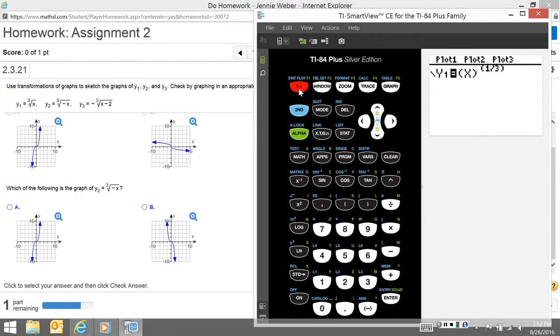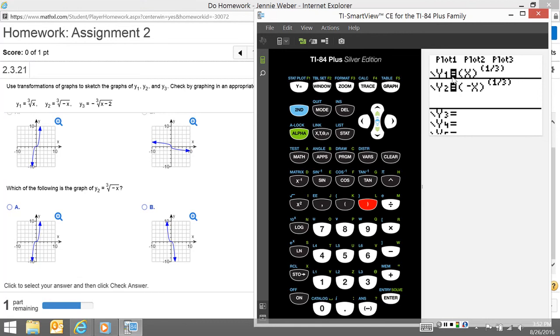So I'm going to go back here, and I can either change this one or I can keep going. I'm going to do 2 things. I'm going to keep going, and I'm going to show you. I'm going to go down here, and I'm going to do parentheses. Now I want negative x. So here's my negative sign. X again, parentheses, to the 1/3, because I want the cube root.